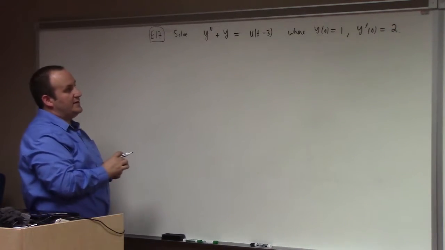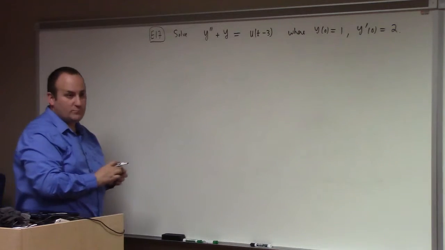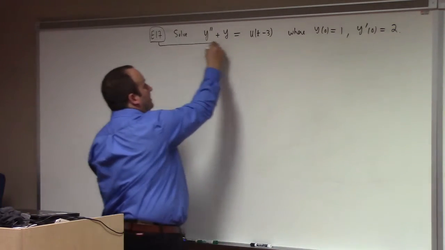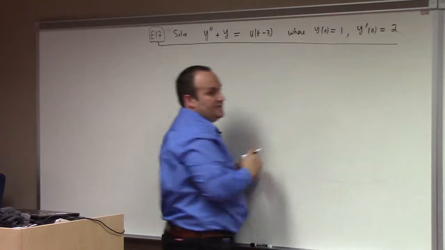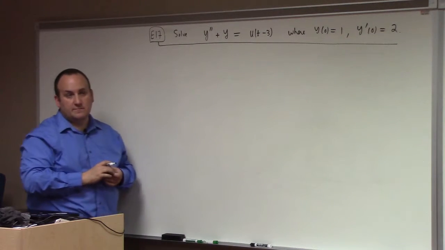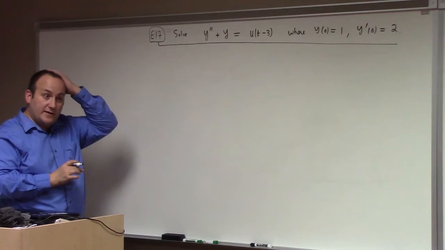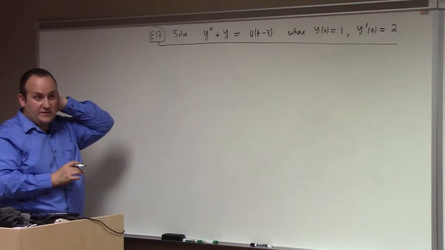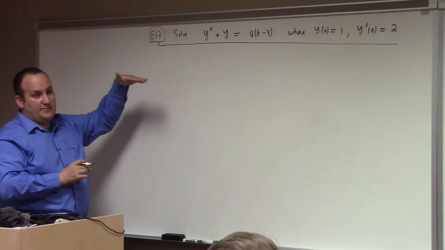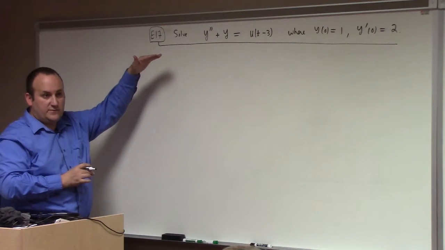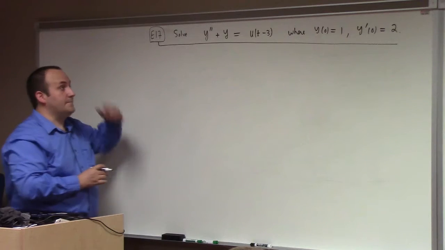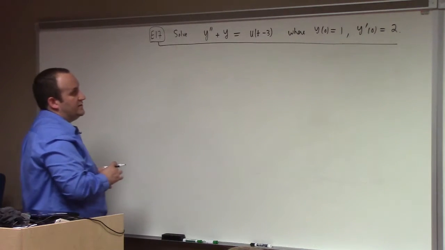We have everything we need to solve this problem now, all right? And this is a problem we couldn't solve before without a lot of work, right? Because this has a discontinuous forcing function. It's 0 all the way up to time 3 when it switches to 1, right?